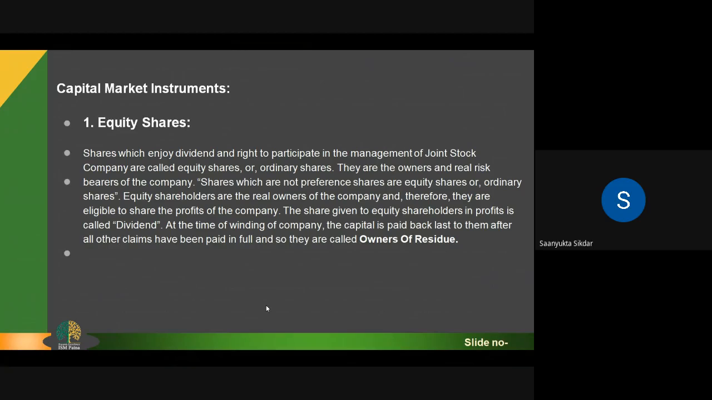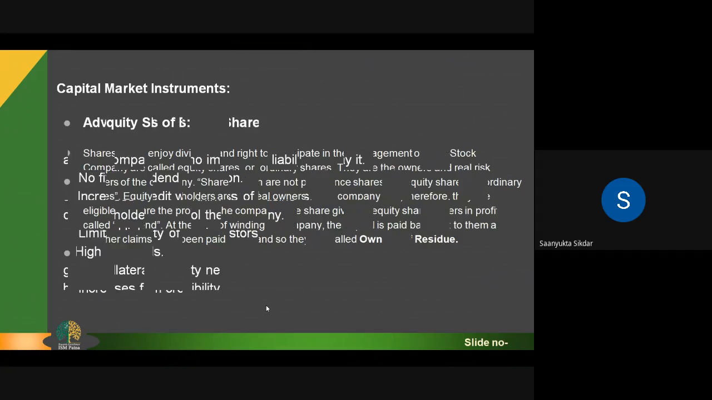Equity shareholders are the real owners of the company, therefore, they are eligible to share the profits of the company. The share given to equity shareholders in profits is called dividend. At the time of winding up of a company, the capital is paid back last to them after all the claims have been paid in full, and so they are termed as owners of residue.